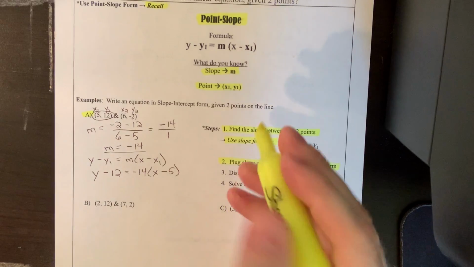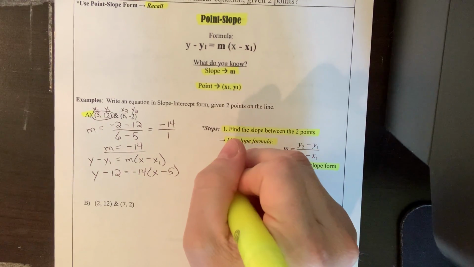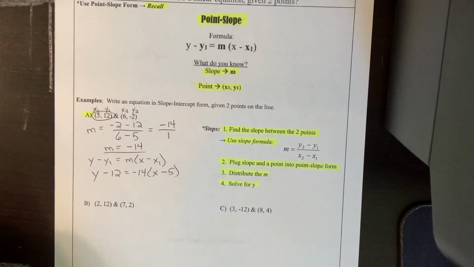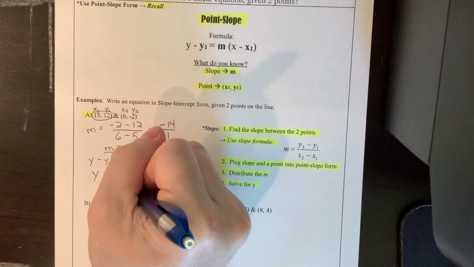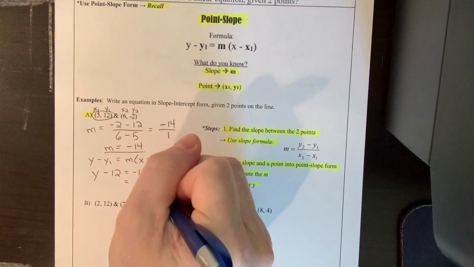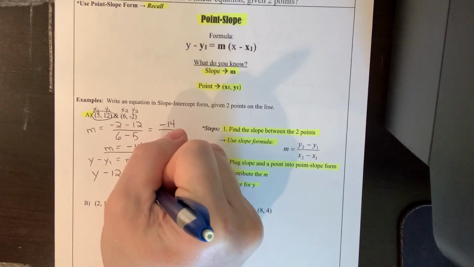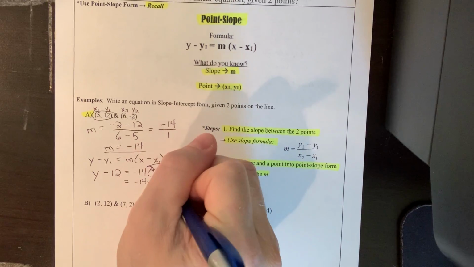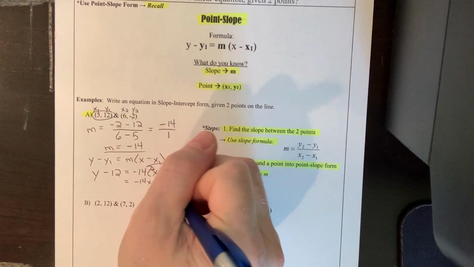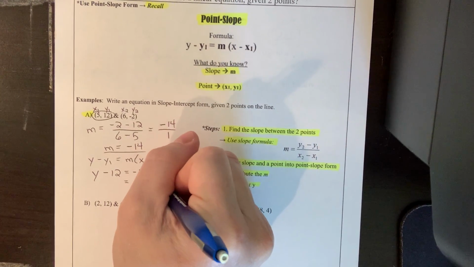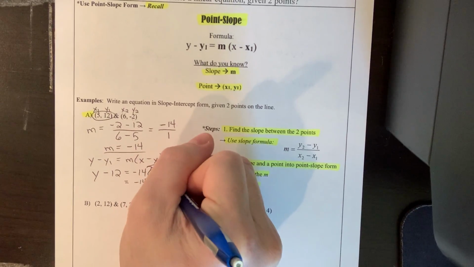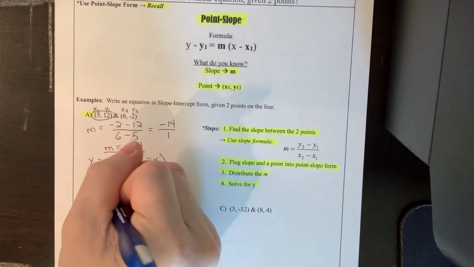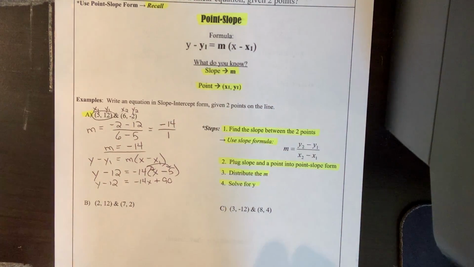And the last 2 steps are the same exact steps as the previous lesson where you distribute the m and then you solve for y. You're trying to get y by itself, all right? So let's do that. So we're going to distribute m. Negative 14 times x is negative 14x. And negative 14 times negative 5, use your calculator, is going to be a positive because a negative times negative is positive, and that's going to be 90, okay? And over here, I got y minus 12, right?